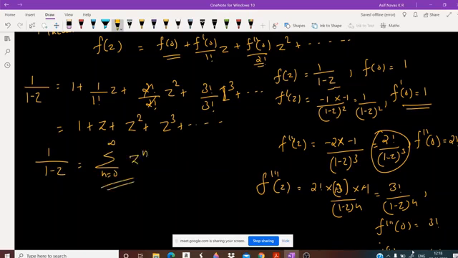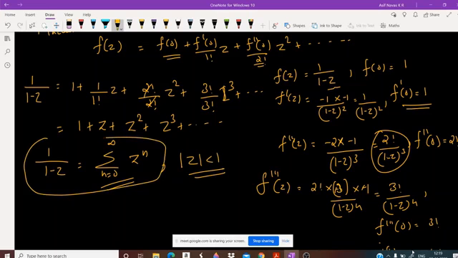So 1 by 1 minus z is sigma n equal to 0 to infinity z power n. If you want to find the radius of convergence, or where this is valid, this is valid when mod z is less than 1. When mod z is greater than 1, you cannot write this as a power series. You already know this is called the geometric series.